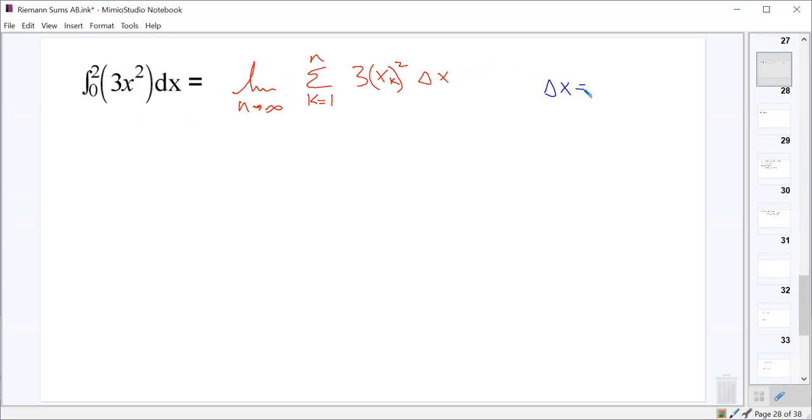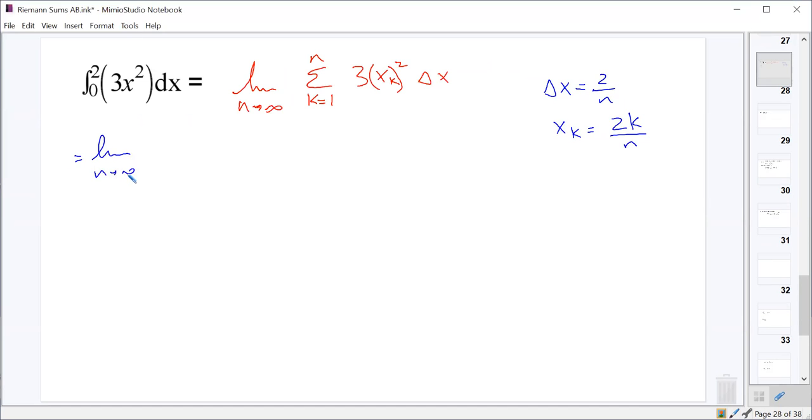Delta x is 2 over n. And what's our x sub k? Using that formula, a plus k delta x. A is 0, right? So it's just 0 plus k delta x, which is 2k over n. Everybody good with that? Okay. So now we'll just plug those in.